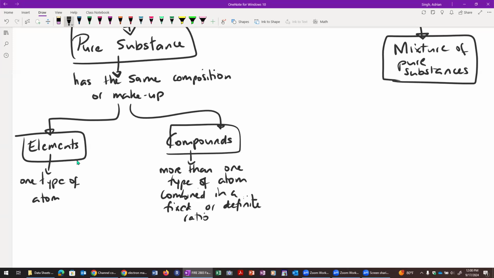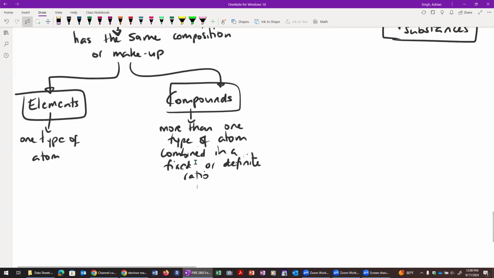Okay, I'll give you a couple examples of these just to illustrate the difference. So an element, we talked about these. For example, carbon, made up of carbon atoms. You have iron, made up of iron atoms, you have sodium, made up of sodium atoms, etc. Well, in a compound, you have more than one type of atom combined in a fixed ratio.